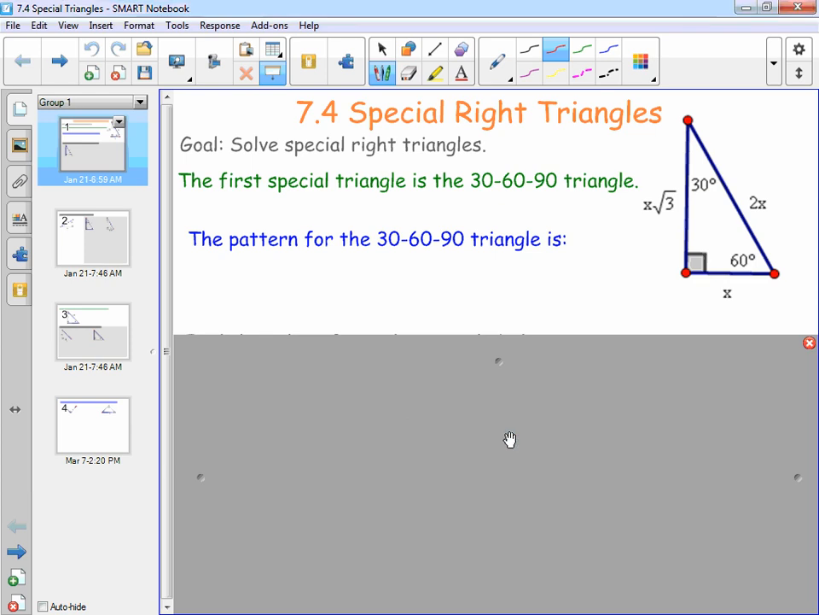Today we're going to talk about section 7.4, special right triangles. Our goal today is to solve special right triangles. The first special triangle we are going to talk about is the 30, 60, 90 triangle.